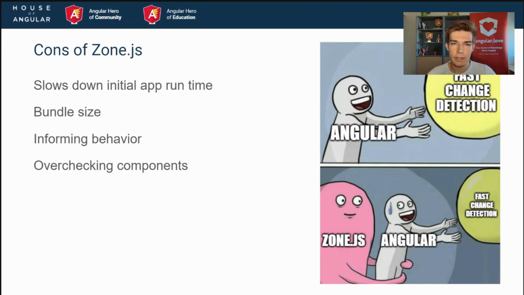Then, ZoneJS slightly impacts our bundle size. It wouldn't happen if you didn't need it in the first place. And the whole problem with ZoneJS is its informing behavior. It only tells Angular when to detect changes, not where to update the components. As a result of that, we are restricted by the change detection system, and often we may get into situations where we have performance issues with it.